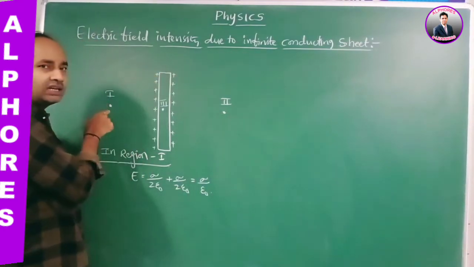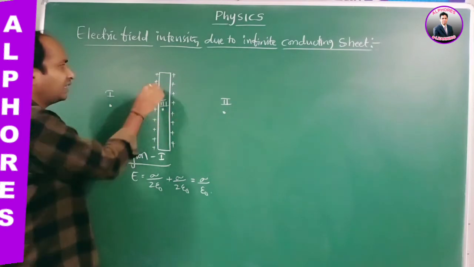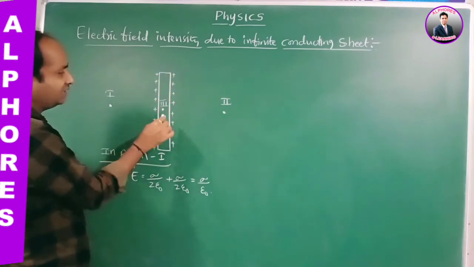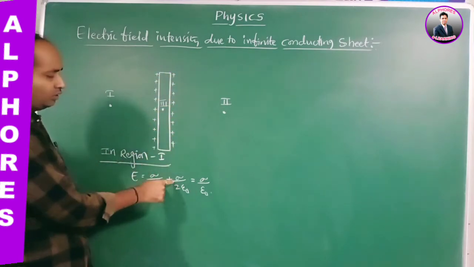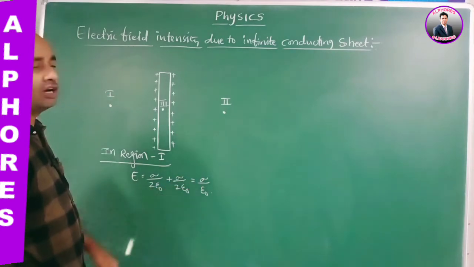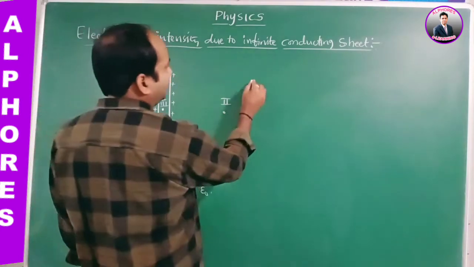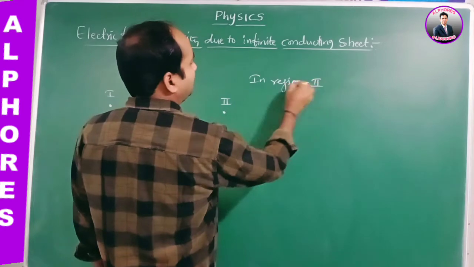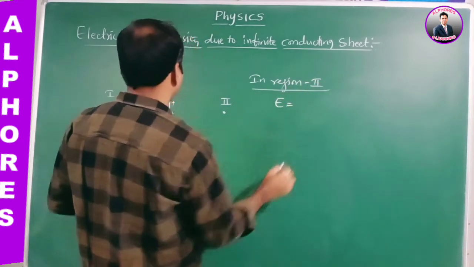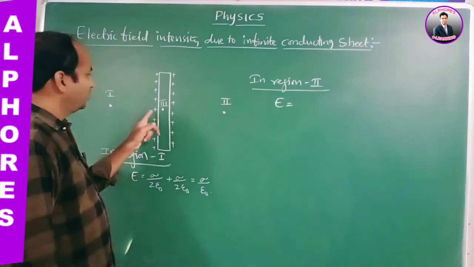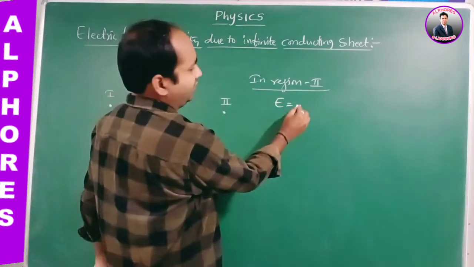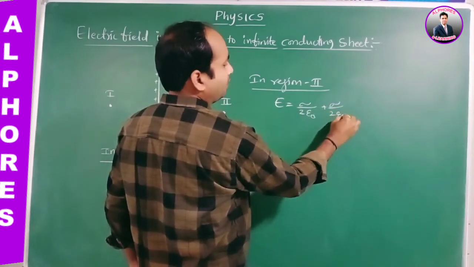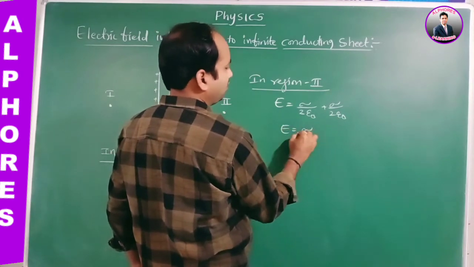We are calculating the electric field intensity due to this conducting sheet. Here this is one surface, charge is there. Here this is another surface, charge on either side. So sigma by 2 epsilon naught plus sigma by 2 epsilon naught, which is sigma by epsilon naught. In the same way, in region 2, the electric field intensity is equal to, again this is a positive charge outwards, again here also positive charge outwards, sigma by 2 epsilon naught plus sigma by 2 epsilon naught, which again is sigma by epsilon naught.